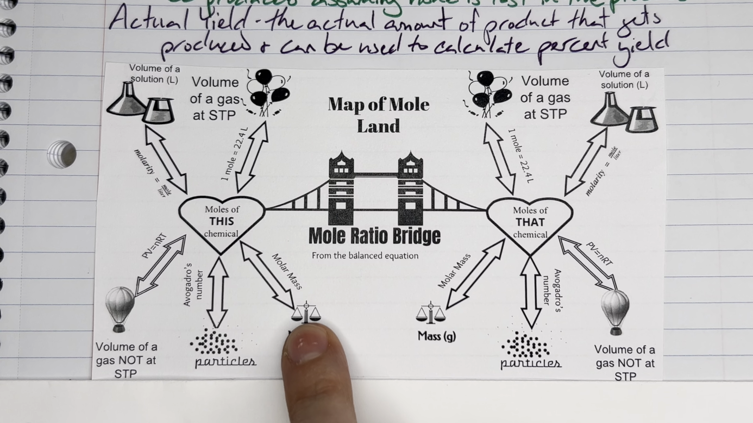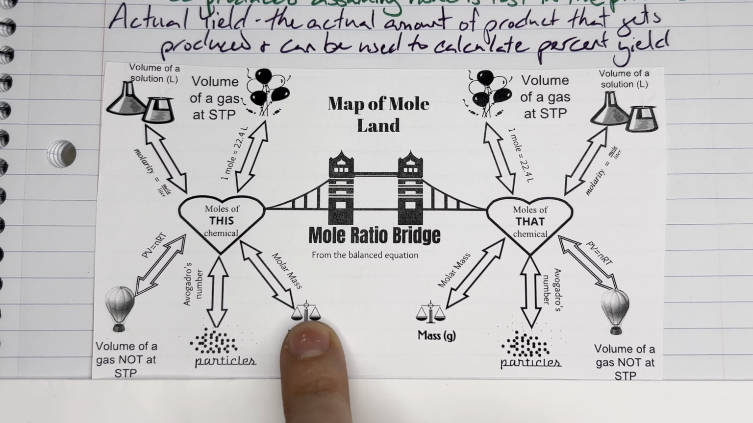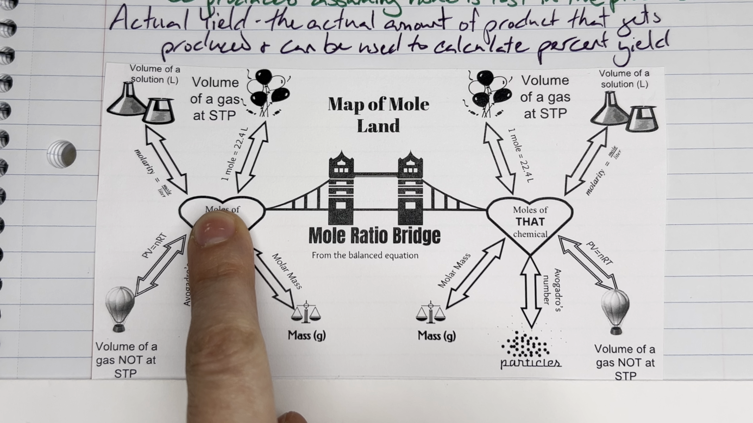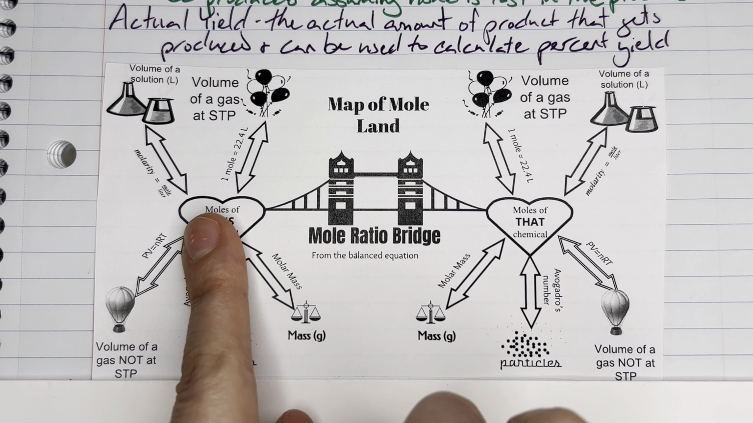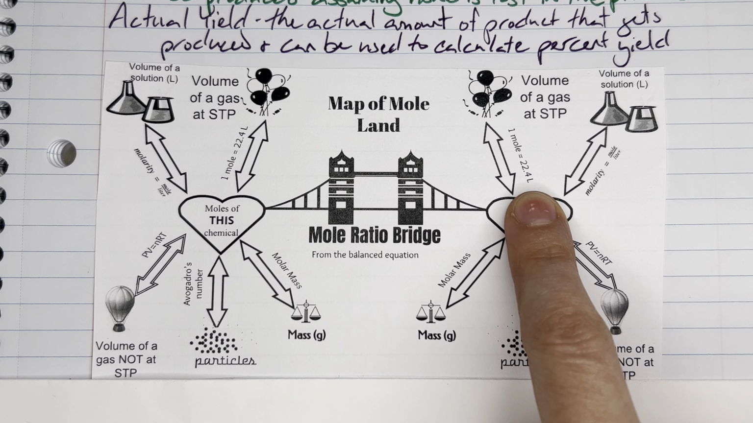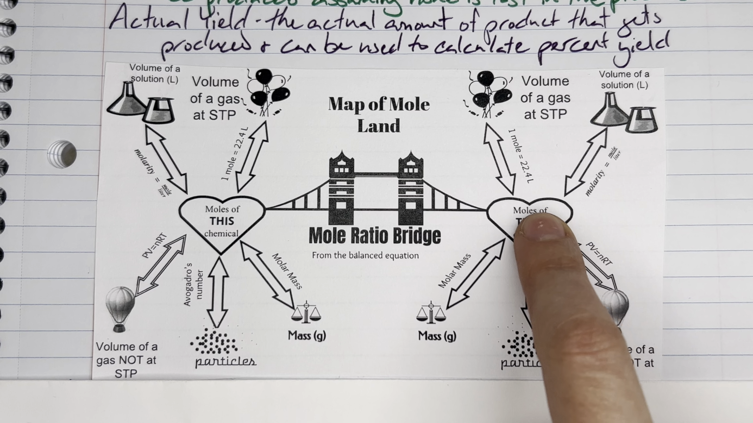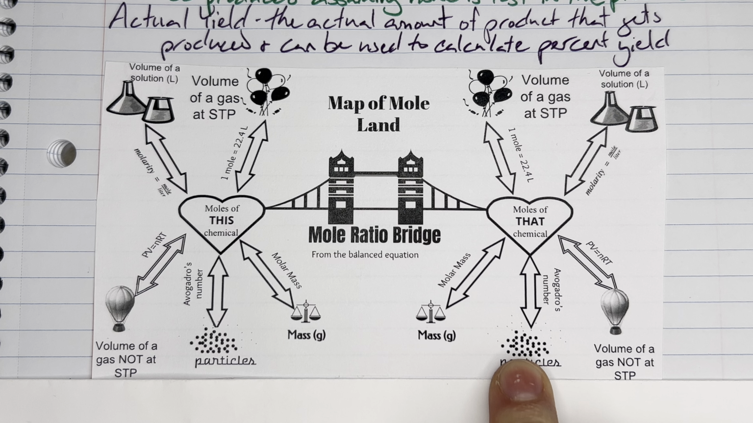So if you were given a mass of chemical X, you would use the molar mass of chemical X. That would get you to moles of chemical X. If you wanted to get to particles of chemical Y, you would use the mole-to-mole ratio to get you from moles of X to moles of Y. And then you would use Avogadro's number to get from moles of Y to particles of Y.